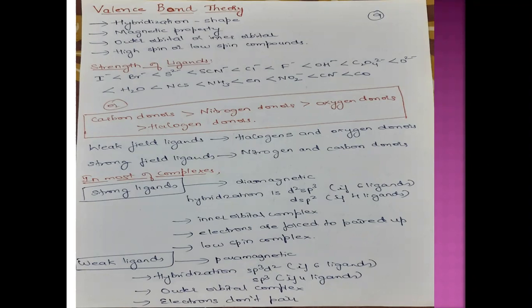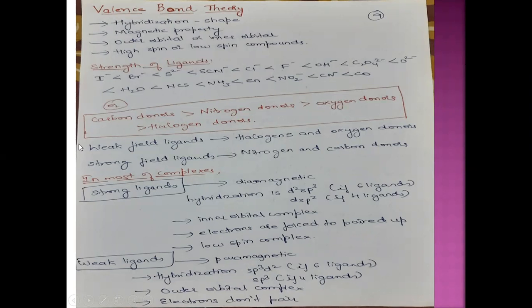Now, before you check the hybridization and the magnetic property, one main idea: whenever you see a compound, you should identify whether the ligand is a stronger ligand or a weaker ligand. How to identify whether the given ligand is stronger or weaker? So, there is a chart given here according to the strength of ligands. You can see on the weaker side of the ligands there are halogens, that is iodine, bromine, chlorine, and fluorine. And on the stronger side, there are strong ligands like carbonyl, cyanide, nitro, en.